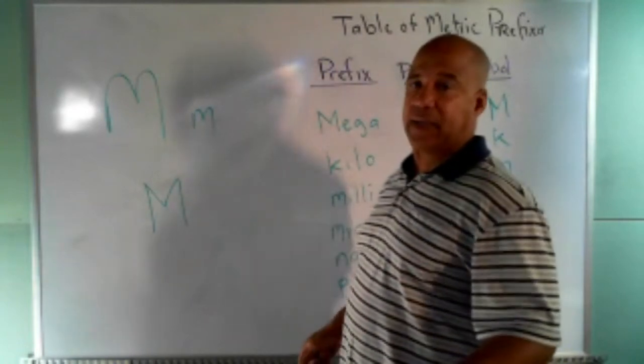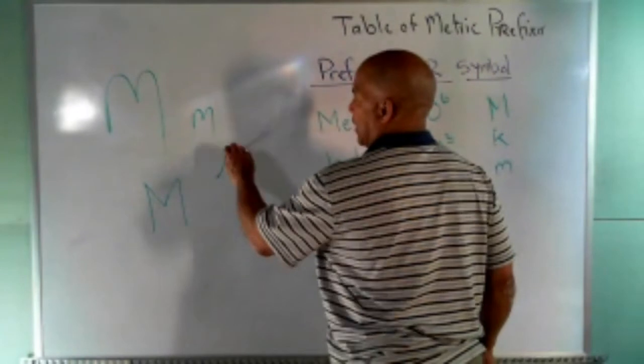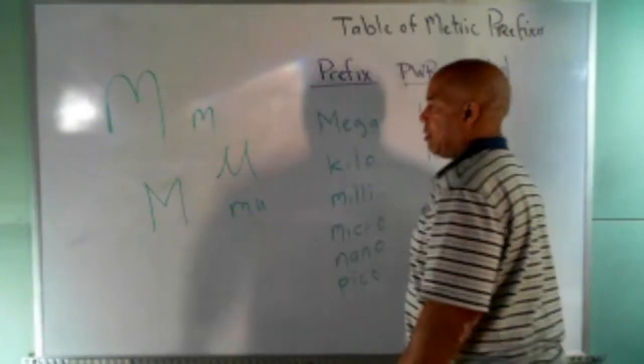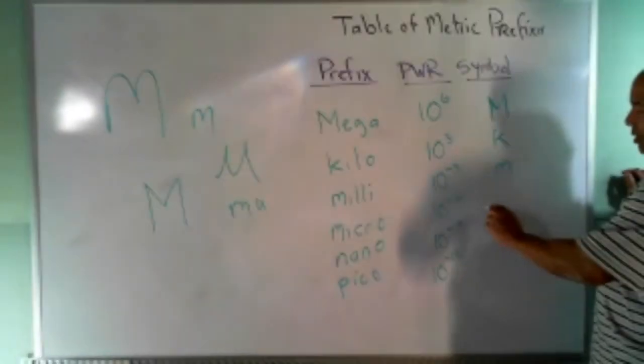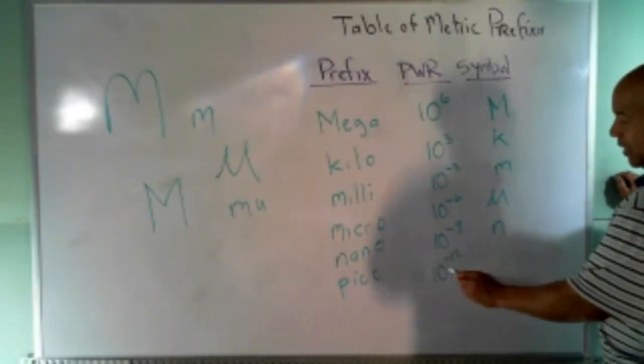So it's very important you get that right. Micro looks like this. It looks like the letter U, but it has a tail on it. That's the Greek letter mu. So you just make it like a U with a tail on it. Nano is a lowercase n, and pico is a lowercase p.